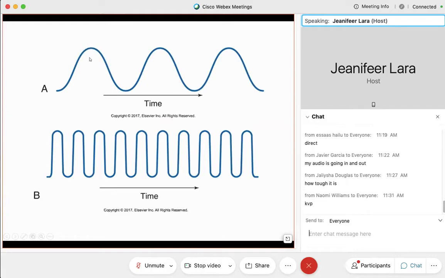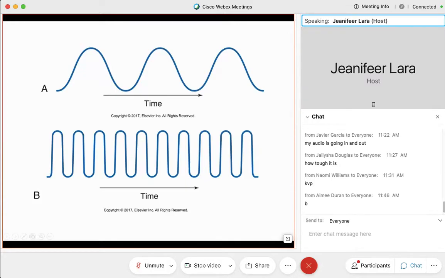If I were to take this off, I would say this is one wavelength. This is the distance from here to here, and from here to here, relatively the same. Now I'm comparing the wavelengths. Which one has a smaller or shorter distance between crests or peaks, A or B? B. Perfect.